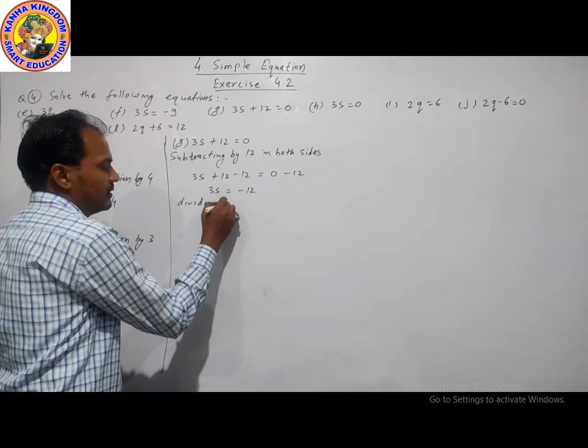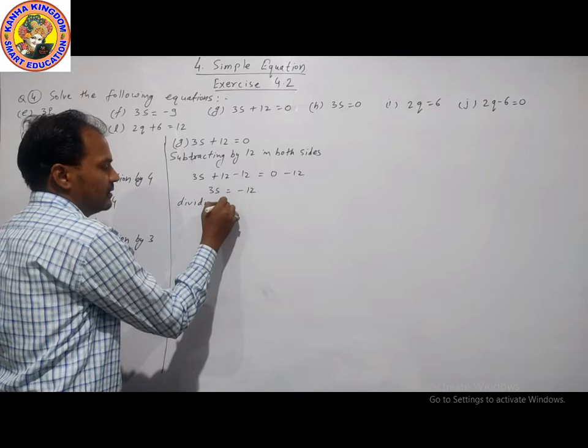Now next one, H. 3s is equal to 0. This is our equation. Here is multiply by 3. So we will divide by 3. Dividing the equation by 3.